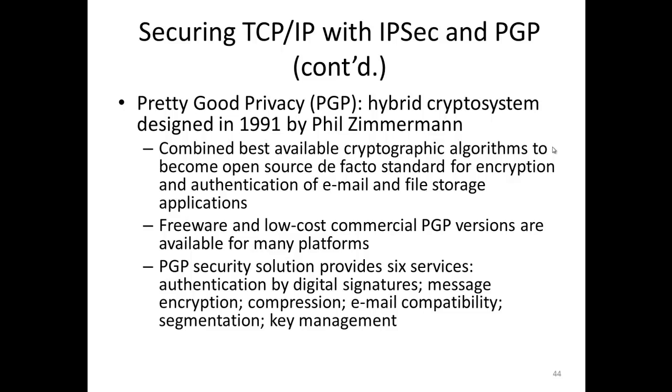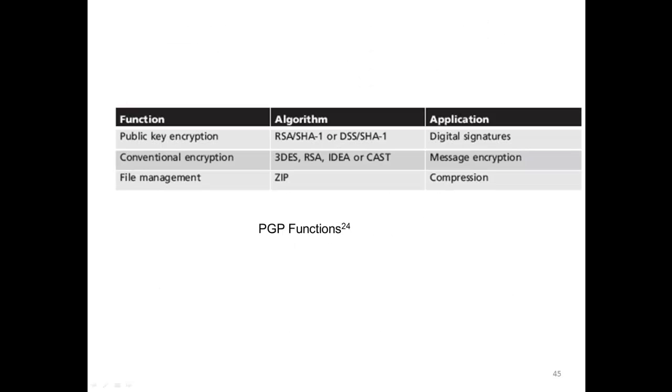There are some issues with it, and if you are interested in using PGP, you may want to look at them. Mostly, the ability to create multiple identities in PGP is a problem, in my opinion, but something to look at. Graphical representation of the PGP function: public key encryption uses RSA and SHA-1, or DSS and SHA-1, for the digital signatures. Conventional encryption uses triple DES, RSA, IDEA, or CAST for the encryption of the actual message, and then for file management, it uses a zip algorithm for compression.